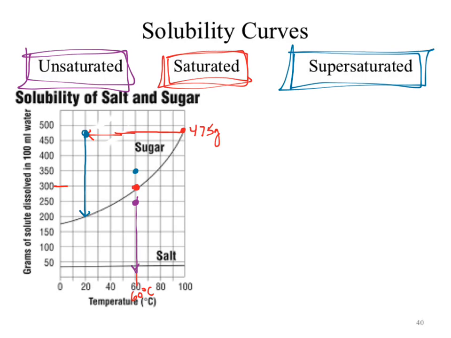So what happens? All of that sugar between our supersaturated point and our saturated point, 275 grams of sugar, crystallizes out of that solution. Is sugar and water a chemical reaction? Let's talk about that later. And there it is. So we have, in theory, a supersaturated solution.